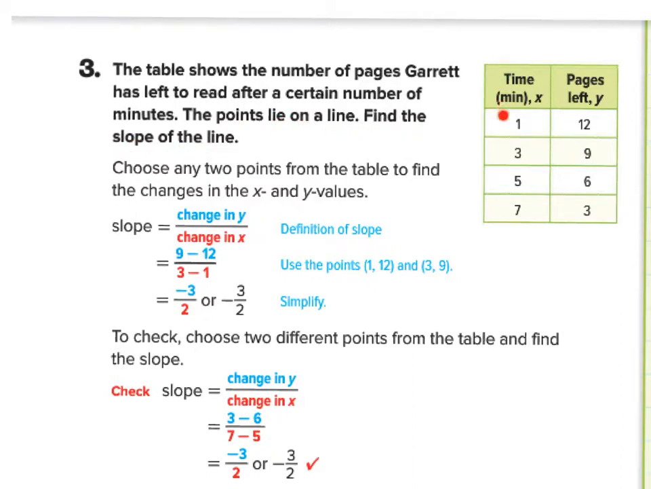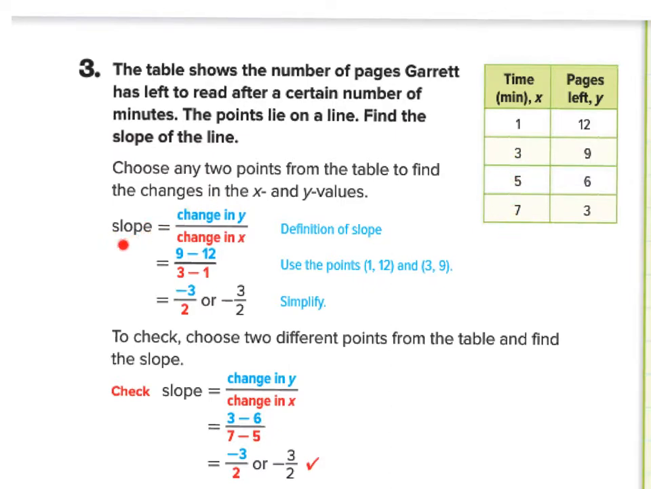So here's the time. In 1 minute, he has 12 pages left. Then he reads for 2 more minutes to get to 3, and he has 9 pages left. Then he reads for 2 more minutes, he has 6 pages left. He reads for another 2 minutes, and he has 3 pages left. So it looks to me like every minute could be 1.5 pages. Well, we'll figure that out in a minute.